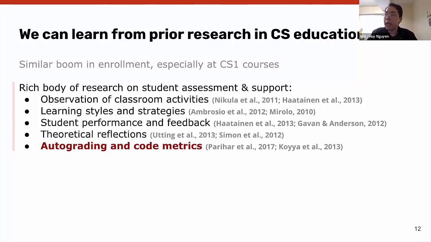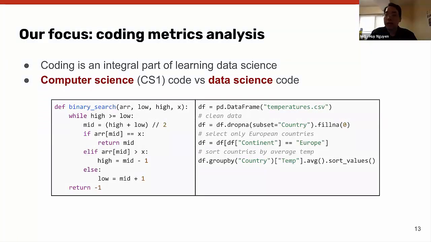And the reason is that coding is an integral part of learning data science, just as it is with introductory programming. Yet at the same time, there are similarities and also differences between computer science code and data science code. So you can see one example on the left and one on the right here. So we are interested in what these similarities and differences are, as well as how they influence the evaluation of students' code submissions in a data science course.